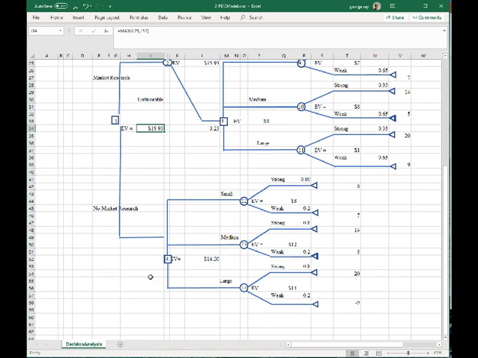Now, the value of this market research is the difference in expected value for doing the marketing research, which is 15,930,000. It's the difference of that from the expected value if we did not do the marketing research, which is 14,200,000. So the difference between those two is 1,730,000. That's the value of doing this marketing research study.